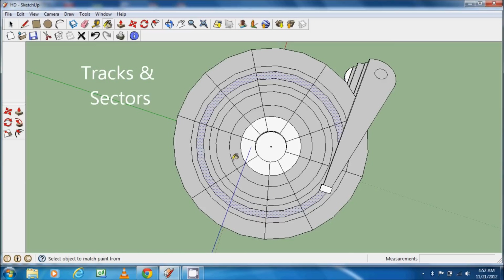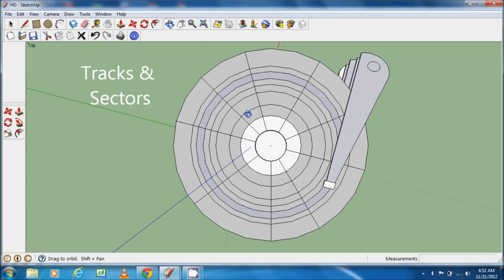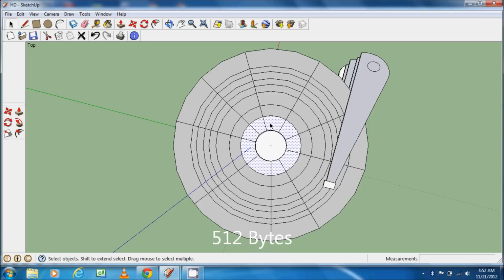Yeah, this is how the tracks are created. From the center there are equally spaced circles, that is concentric circles, coming up from the center of the disk, and then there are sectors that divide each and every concentric circle. Each and every sector contains 512 bytes of data. That is, this area contains 512 bytes of data.